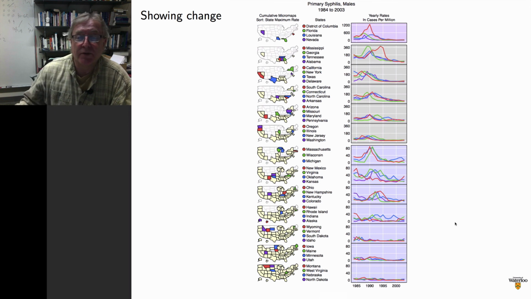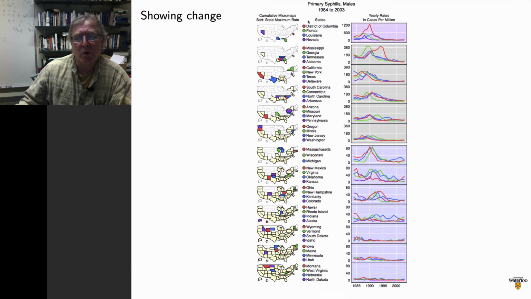The statistical graphic can be anything. So here we're looking at showing some change over time. So what we have now is a time series, and we again have the states divided, these cumulative micromaps where we're having the highest rates at the top here and the lowest rates at the bottom. This is primary syphilis in males from 1984 to 2003. Again, the District of Columbia is at the top, but probably a bit of an unfair comparison, again, because it's a city. And you can see other areas here.